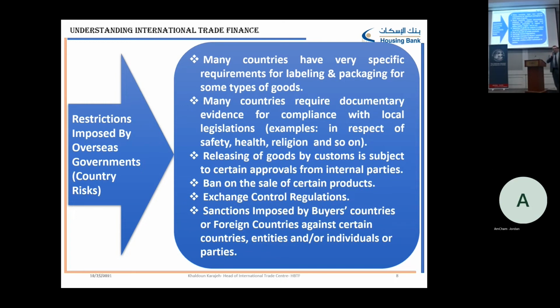For example, when we in Jordan import meat, the meat must be accompanied with the halal slaughtering document. So this is very important for the exporter from Australia, for example, exporting meat to Jordan, to know that he must provide this document to let this good pass the customs in Jordan. So all the meat imported has to be halal?